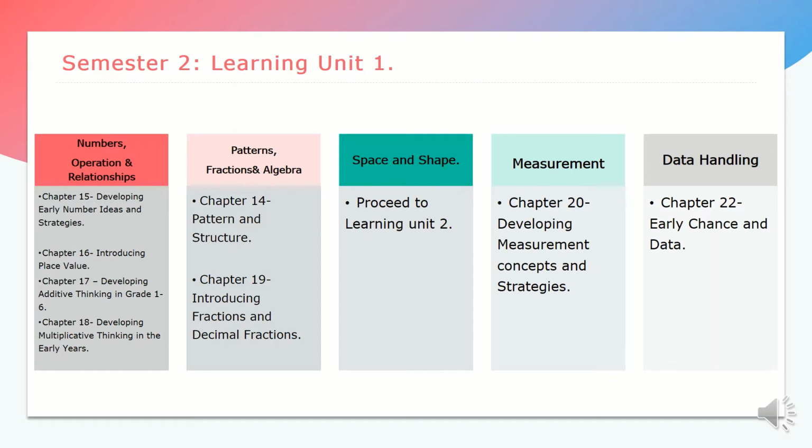Well, let's get straight to looking at second semester. What would possibly be tested on for the content area of numbers, operations, and relationships would be chapter 15, developing early number ideas and strategies. Chapter 16, introducing place value. 17 would be developing additive thinking in grade 1 to 6. 18 would be developing multiplicative thinking in early years.